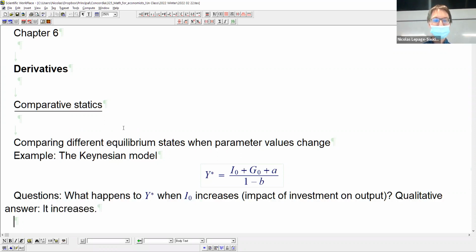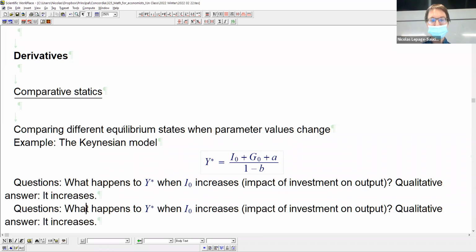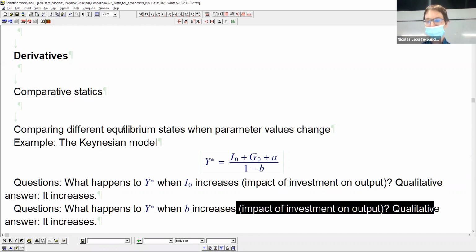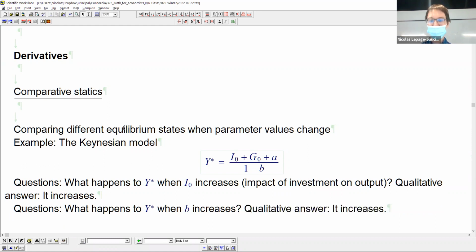Or some other question: what happens to output when b increases? Here I don't remember what b was; it was some parameter. Again, the qualitative answer is, let's look at it. b has a minus sign on it, and it's in the denominator. So if you increase b, you decrease the denominator, and you will increase this fraction. So output increases. That's the qualitative answer that we may give.